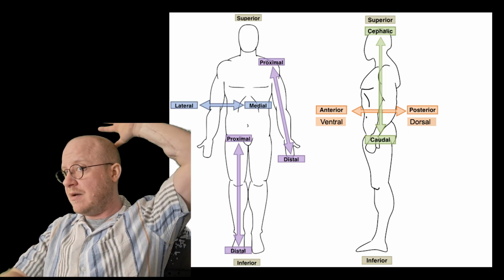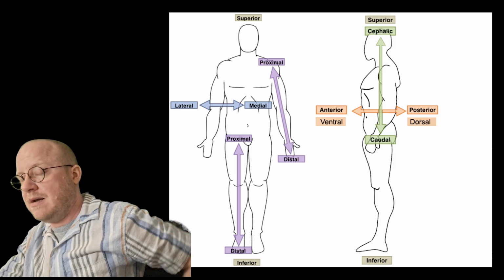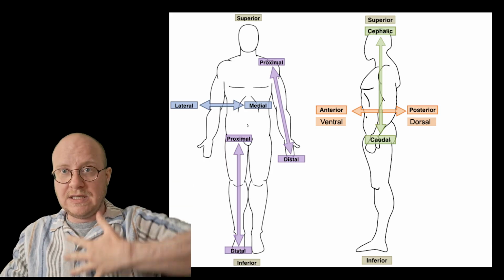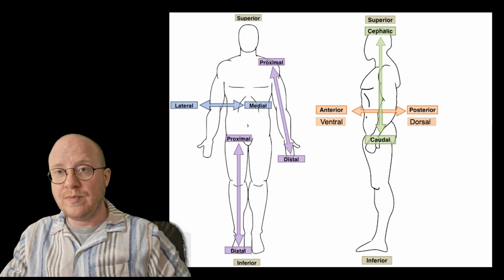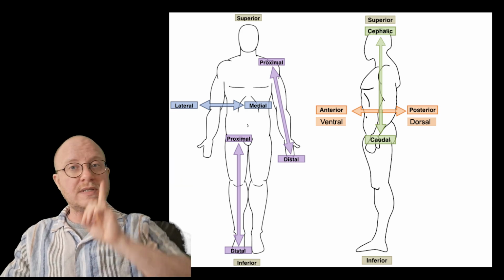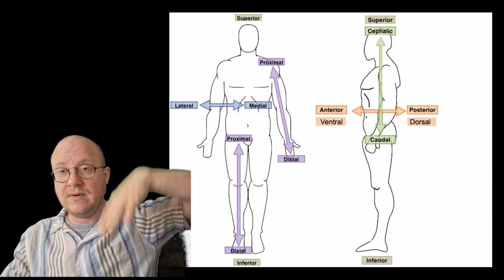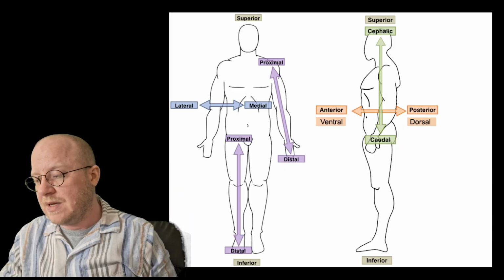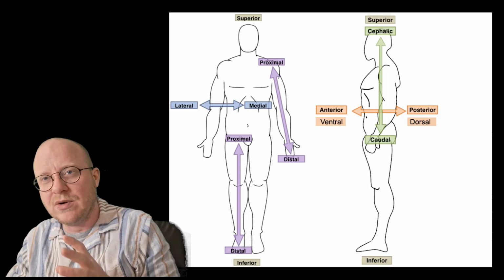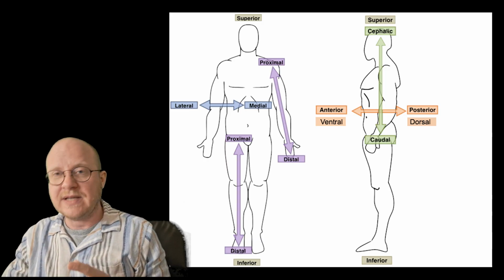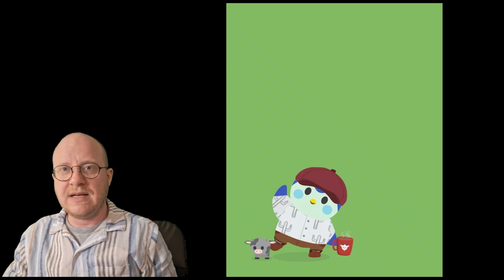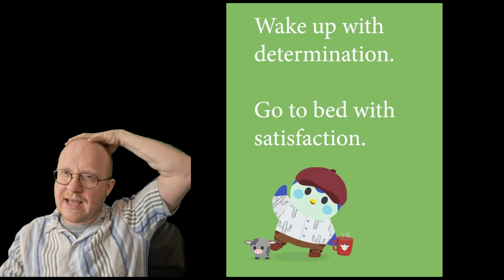Like posterior means the back side of the body, right? Anterior means the front side. Superior means top, like towards, oriented this way, or from here down, okay? Because you can't just say like top, bottom, side to side, because that gets really confusing. That depends on which way your body is oriented in space, right? If you're laying down, the top side is your belly, right? But if you're standing up, what is the top side? It's the top of your head, okay?